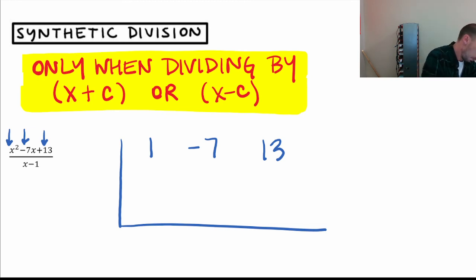And then I'm going to, over here off to the side, copy in whatever number would make the denominator equal to 0. Okay, so that's one of the places where you could go wrong. You just got to remember it's the opposite. Okay, so if it's x minus 1, I'm copying a positive 1 down there.